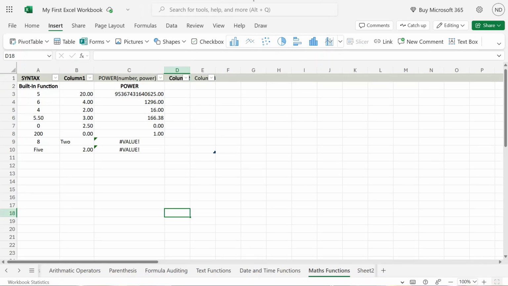So the point that you need to remember is the power function returns the result of a number raised to a particular power. Hope I was able to make the concept clear on this power function.